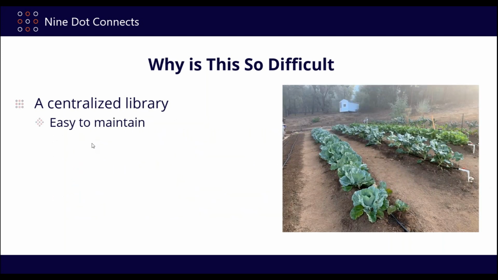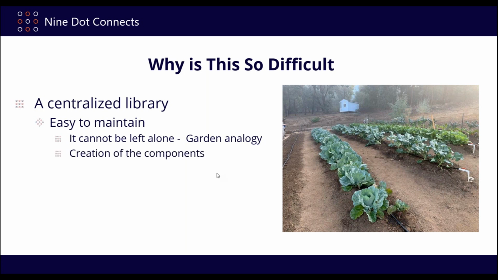Okay, what we want is for it to be easy to maintain, right? Well, obviously you just can't leave this alone. There is the garden analogy here. So here's a particular example of a garden that you can see has to be tended, otherwise there'll be weeds or there's going to be pests. And you see already here that a pest already got to this particular plant over here. So there has to be somebody who's constantly maintaining the library in a similar fashion to the garden analogy here.